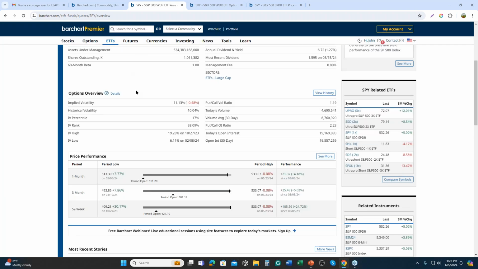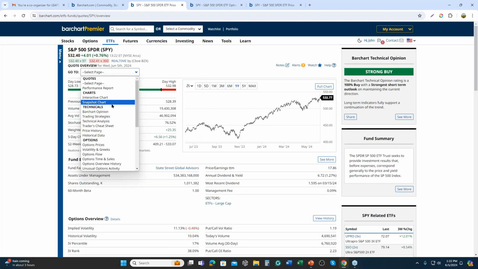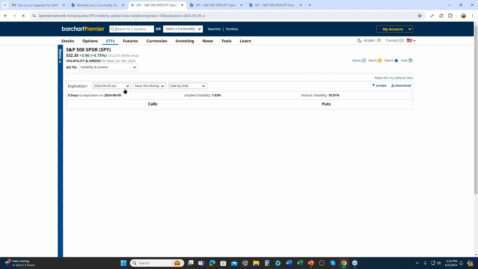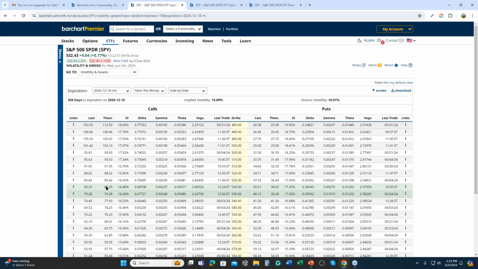So let's go back to our LEAPS, and I'm going to go to volatility and Greeks, and let's look at the farthest out LEAP we can go, and this one is out 926 days.